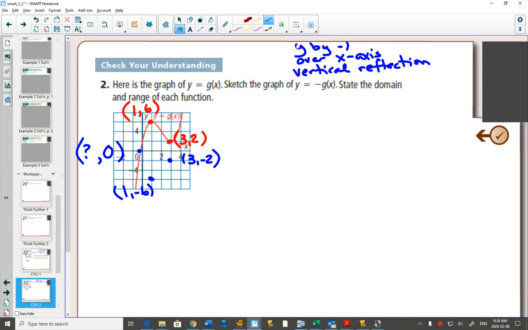And why does that point not change? What happens when you multiply 0 by negative 1? Still going to be 0. Okay, so that is an important point as well. And now I'm going to use the idea of the vertical reflection over the x-axis, because I can visualize, okay, I'm going to flip this bottom part up, and then I'm going to flip this part, it's got to go through those points, down. Put arrowheads on the end of my graph to show that it goes up and down forever.